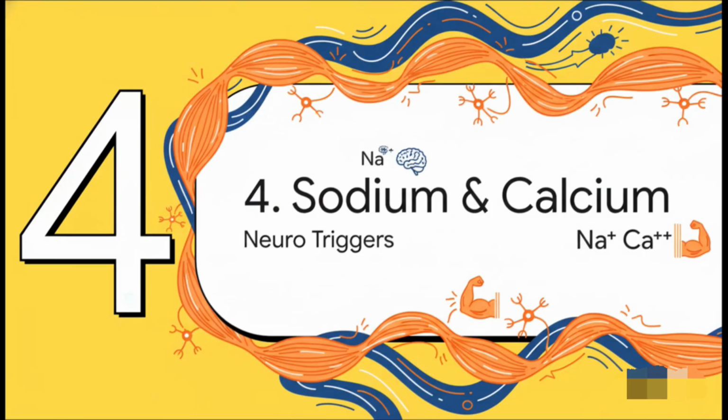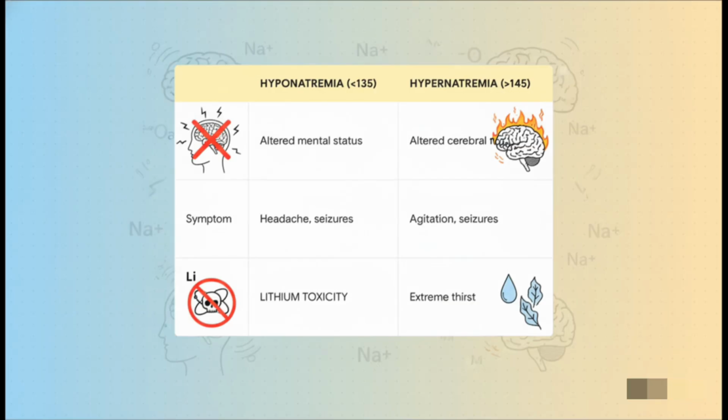All right, we've covered the cardiac king, potassium. Now let's shift gears and talk about 2 other major players, sodium and calcium. If potassium rules the heart, then sodium rules the brain, and calcium is all about the nerves and muscles. So here's the deal with sodium. If you see a sodium problem, you need to think neuro. The brain is so sensitive to sodium changes.